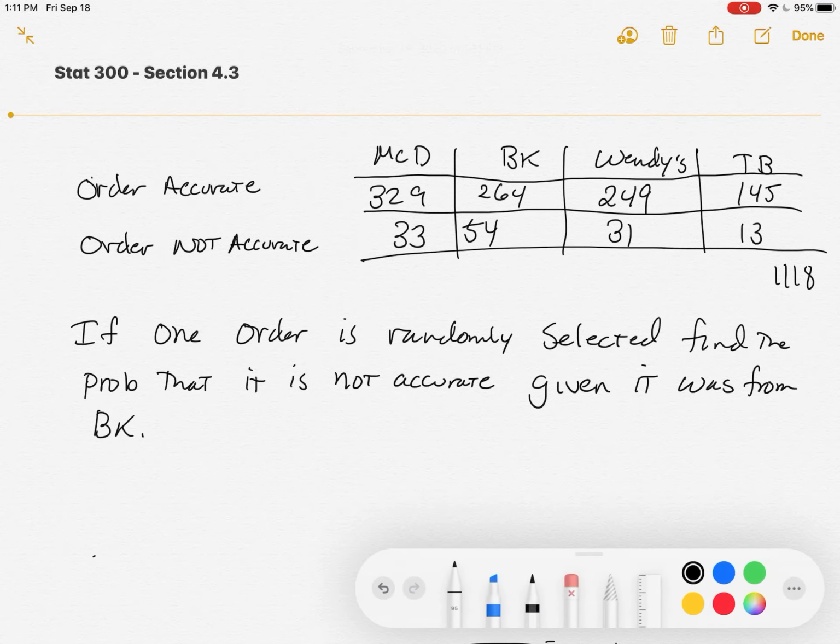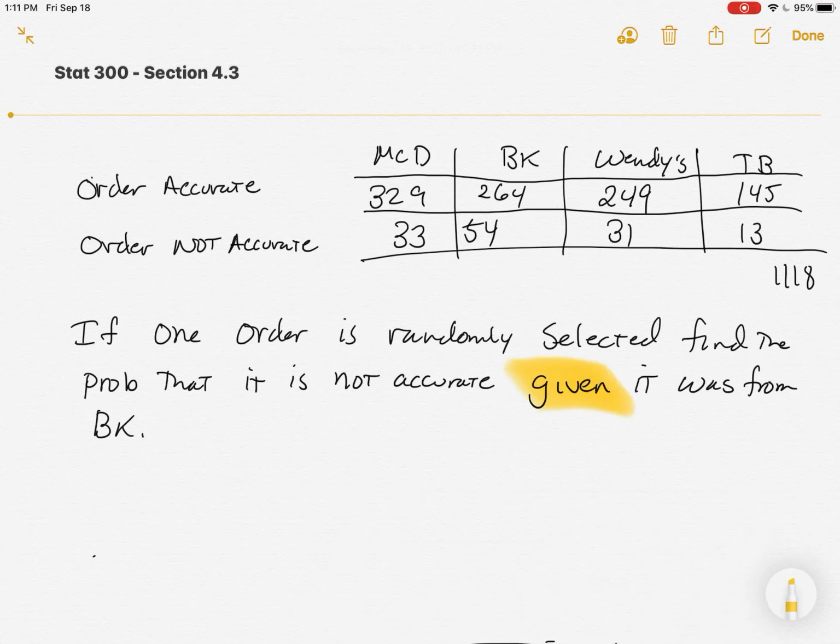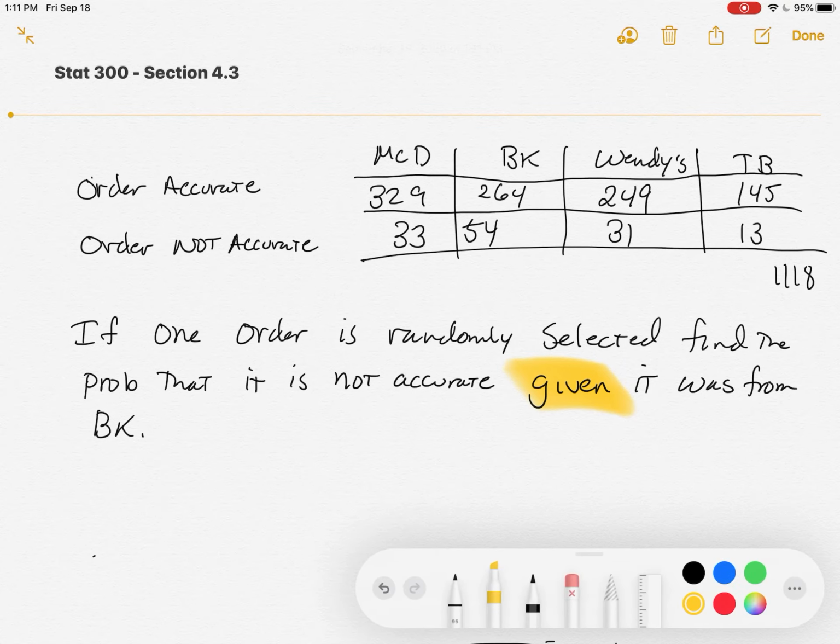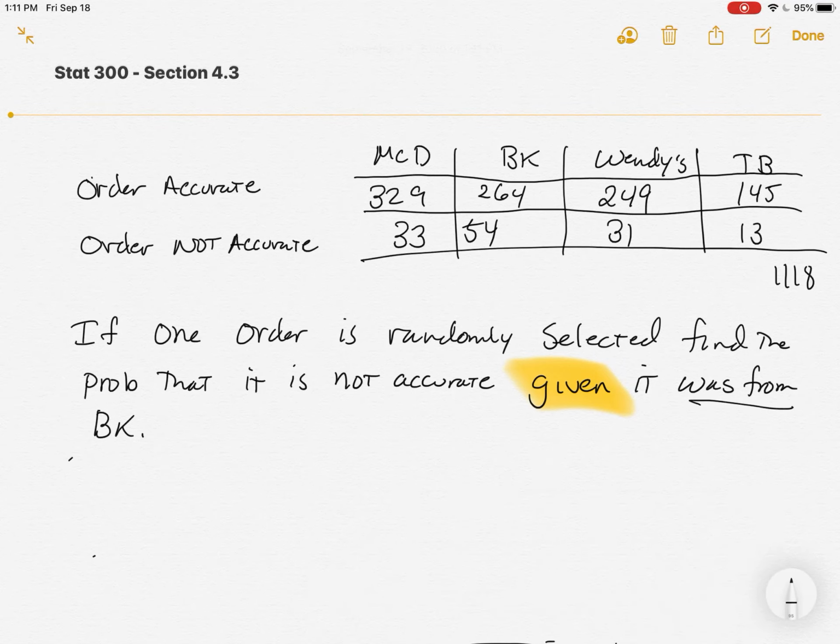Okay, so the key word in here is the word given. The fact that it was given. So whatever follows the word given is something that you know. So what do we know? We know that this order was from Burger King. So how many orders were from Burger King?